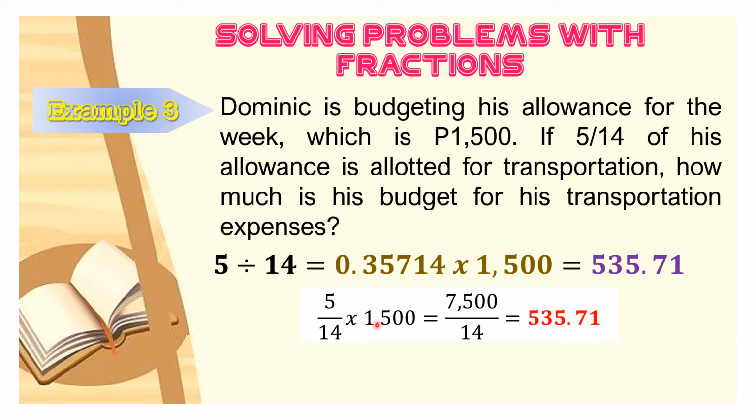Another strategy, we have 5 over 14 times the number, which is 1,500, the amount of allowance of Dominic. Then 5 times 1,500, that is equal to 7,500. Then we have to divide that by 14. So 7,500 divided by 14, that is equal to 535.71.